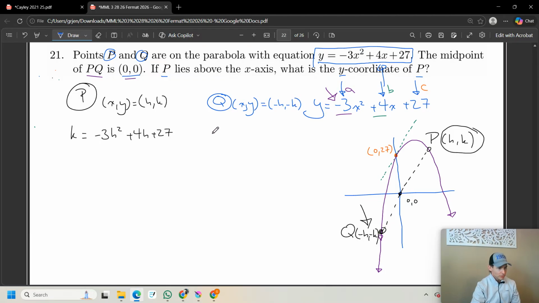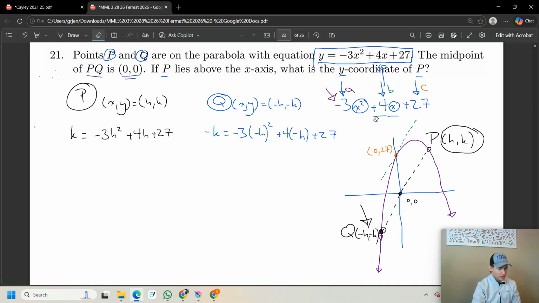All right, so this one looks like negative k is equal to negative 3 times negative h squared plus 4 times negative h plus 27. Okay, I'm just inputting into here and here for x becomes negative h and y becomes negative k. Okay? All right, so let's just get rid of those because it's getting busy. There's our equation. All right. Now, what are we going to do?